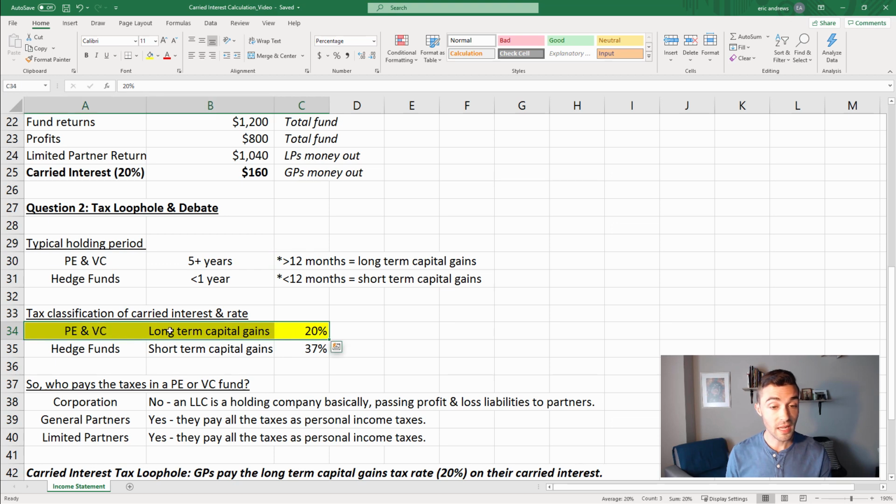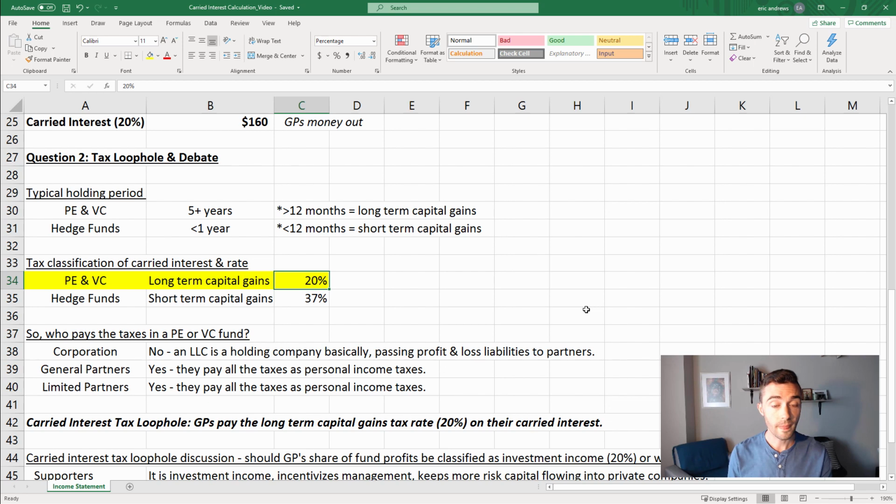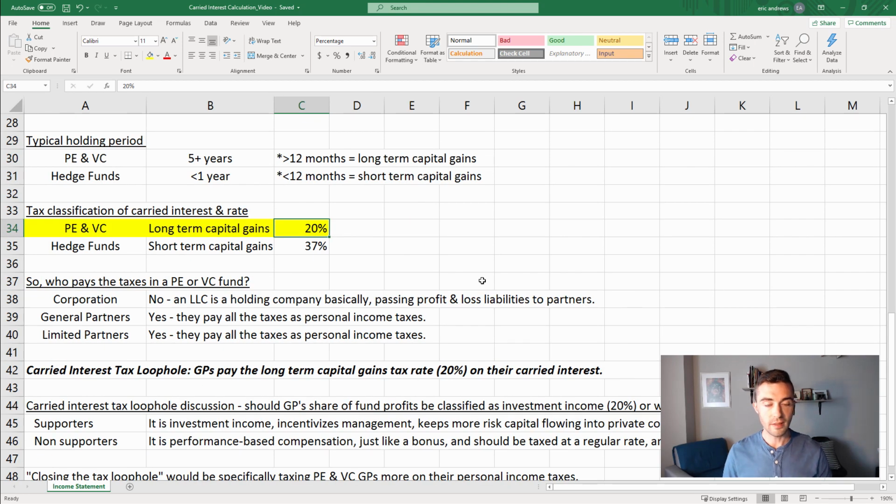And so the carried interest tax loophole is around this 20% right here. So you have basically this fund, but who actually pays the taxes of a fund? So the fund itself doesn't pay any taxes.